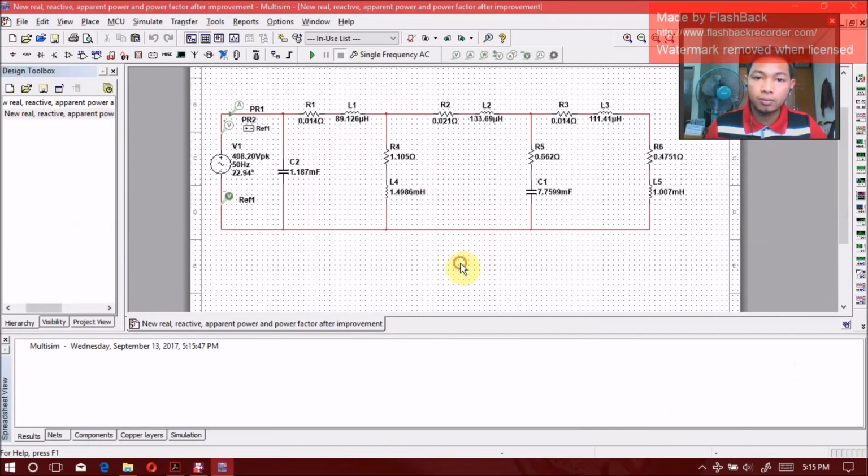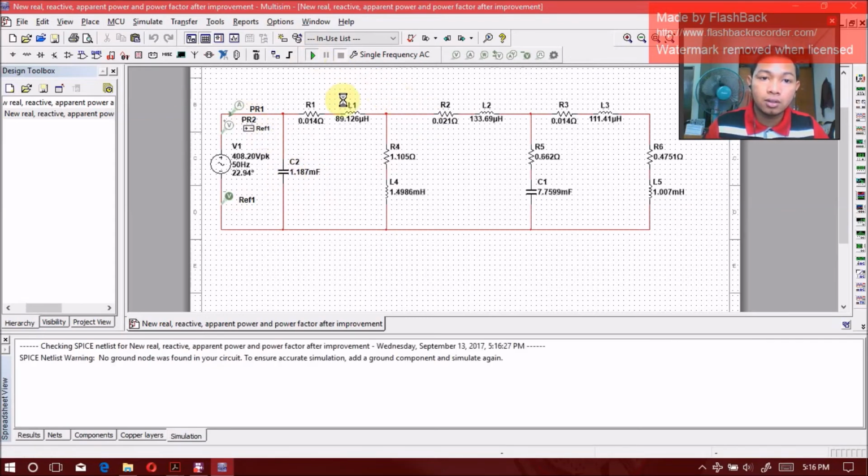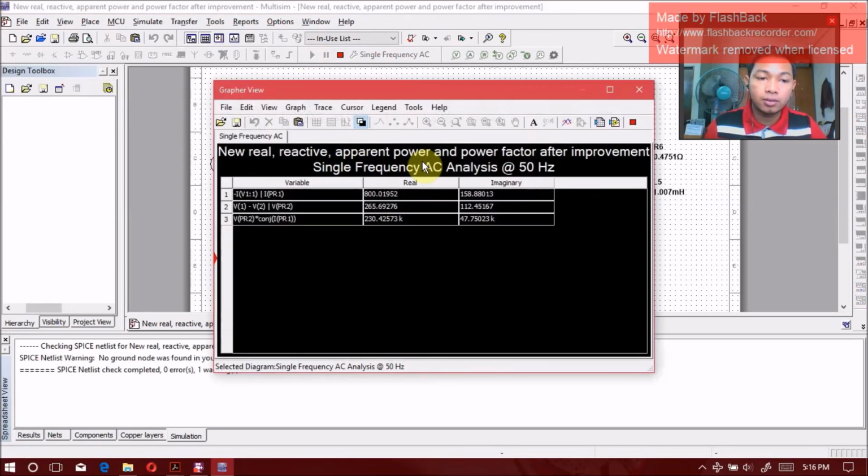Okay, so this is the design. It is the same. After the calculation we have decided to put in 1.187 millifarad to correct the power factor to 0.98, which is the right capacitor according to the calculation. So we just need to calibrate it and simulate it.